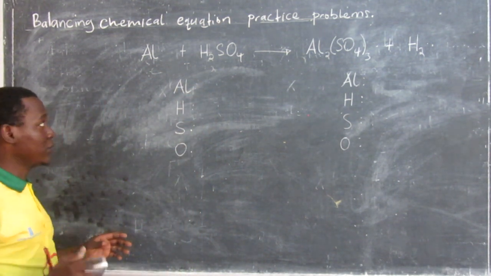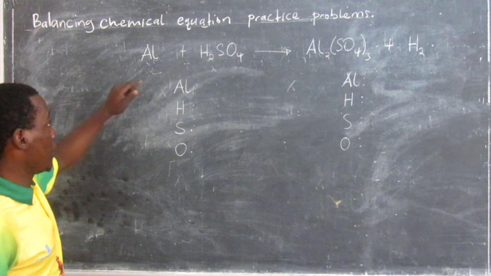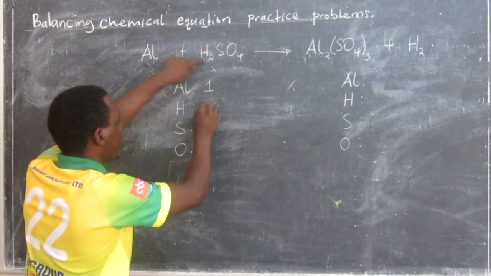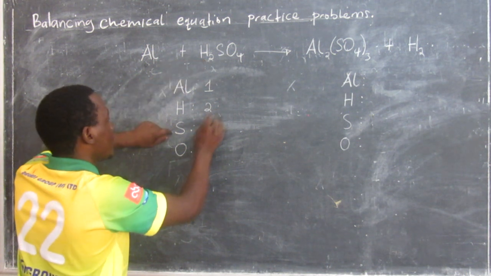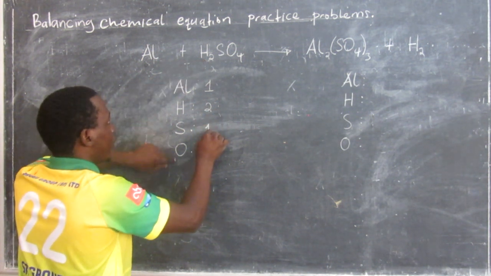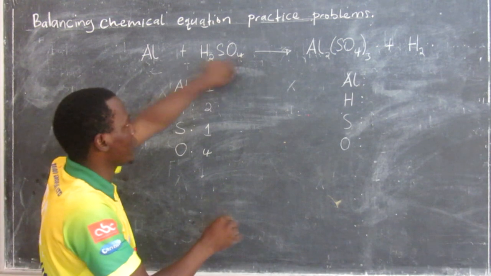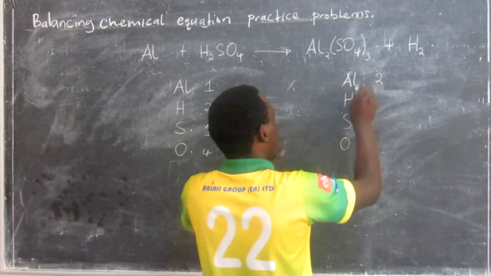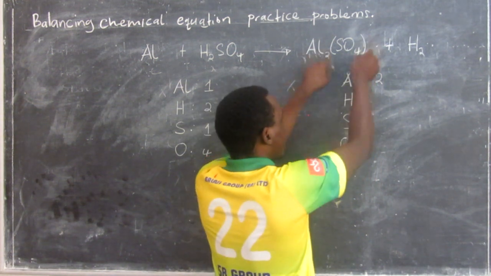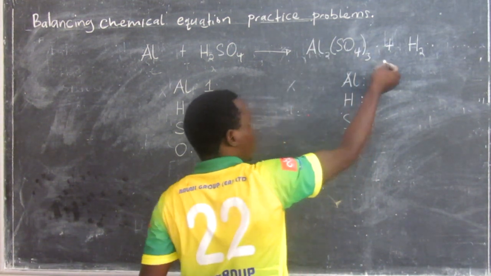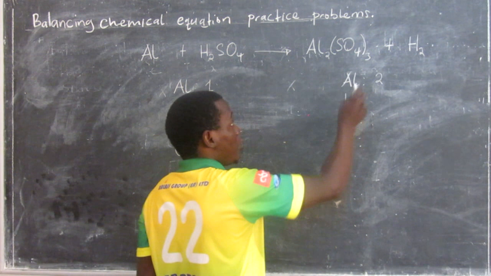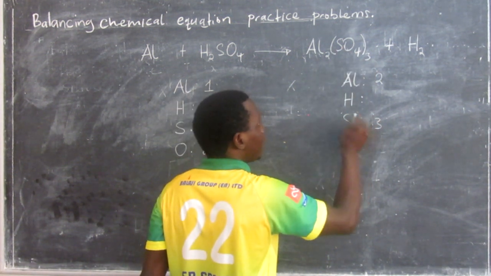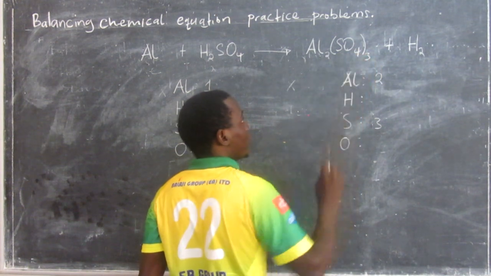Implying that we need to write down the presence. Aluminium, it is 1. Hydrogen, it is 2 because H2. Sulfur, it is 1. And oxygen, it is 4 because it is O4. So like this side, aluminium is 2. Now, we say that this bracket here, the number outside here, multiplies each and everything within the bracket, meaning that here, 3 times 1, you get 3 sulfur. 3 times 4, you get 12.